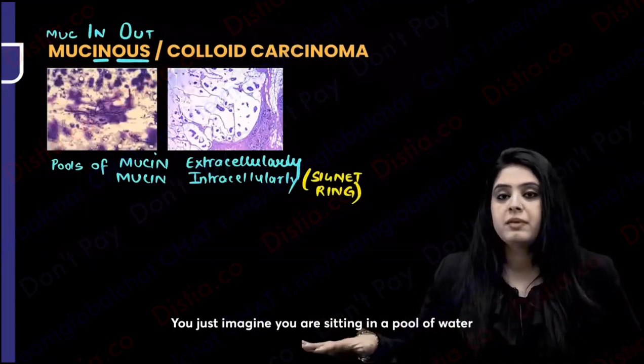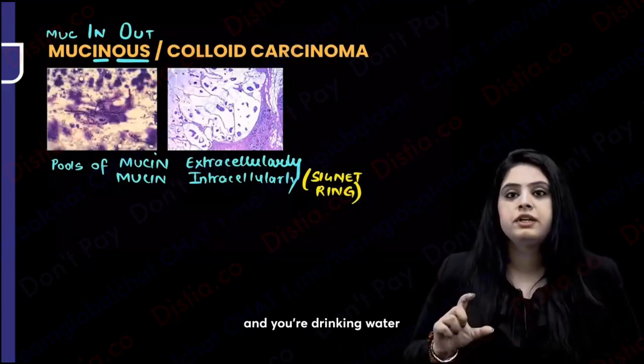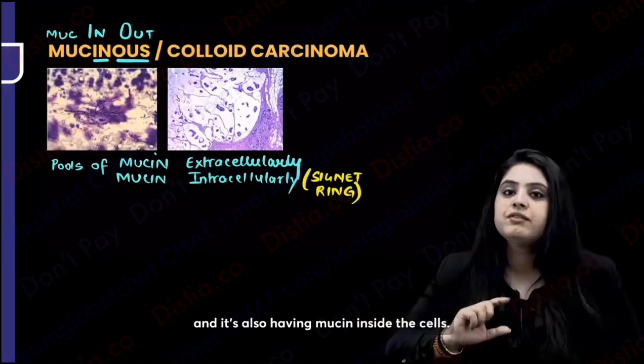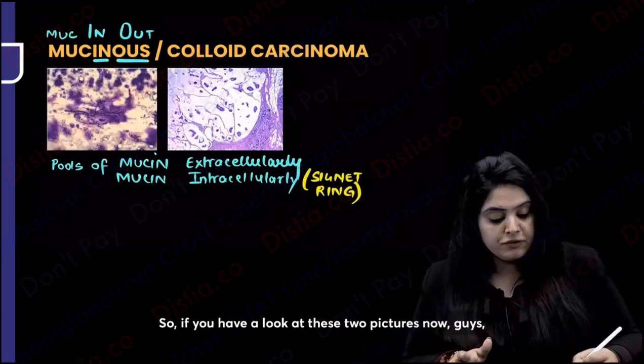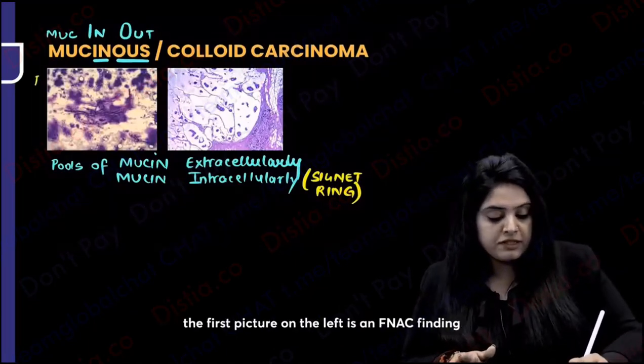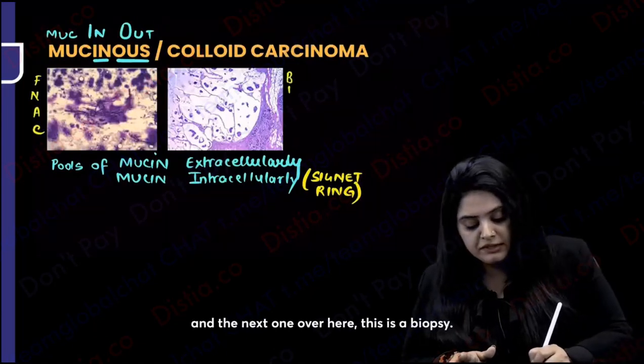Water is, you just imagine you are sitting in a pool of water and you are drinking water. That is what this tumor is. It's got mucin all around it and it's also having mucin inside the cells. So if you have a look at these two pictures now, guys, the first picture on the left is an FNAC finding. And the next one over here, this is a biopsy.